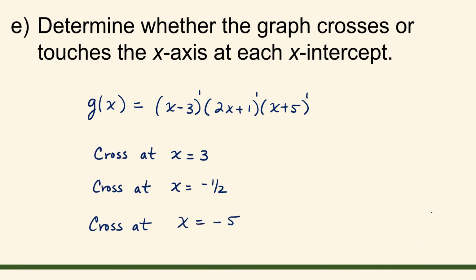Thus, the graph of g will cross the x-axis at x equals 3, will cross at x equals negative 1/2, and will also cross the x-axis at x equals negative 5.